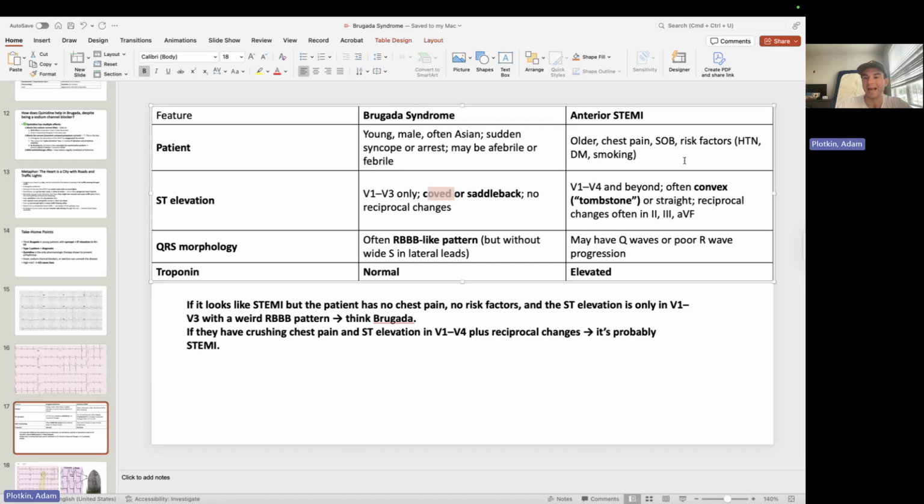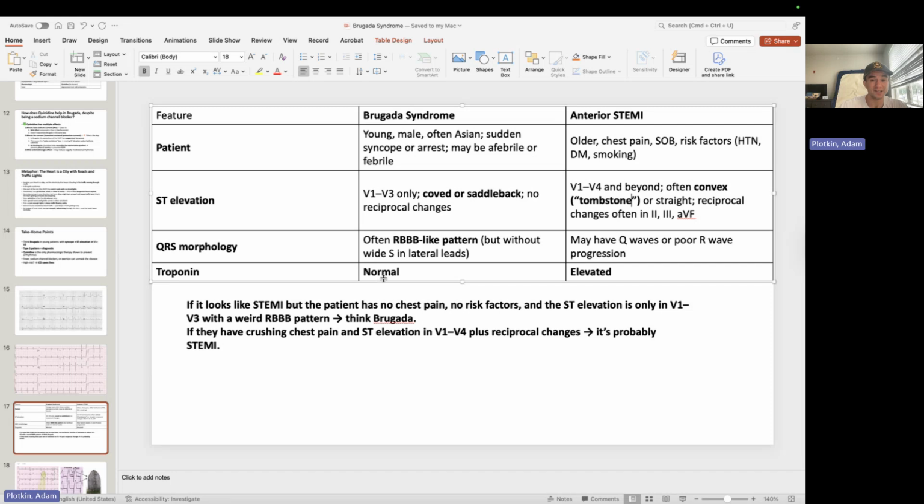In anterior STEMI, or any kind of STEMI, for anterior STEMI it'd be V1 through V4. They'll often be convex or look like a tombstone. I'll show you that in a second. Or they'll be straight. And we might see reciprocal changes in some of the other leads like 2, 3, aVF. The QRS morphology, we might often see a right bundle branch block-like pattern in Brugada. And then in anterior STEMI, they may have Q waves or poor R wave progression.